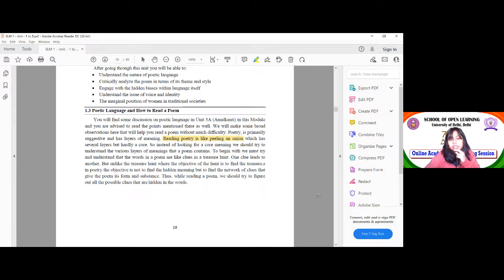whatever is there on the surface is not the only thing that matters. There is a meaning underneath that surface meaning, and that is what you have to find out. That is what will give you the actual perspective on why the poem is the way it is. So it is like peeling an onion.